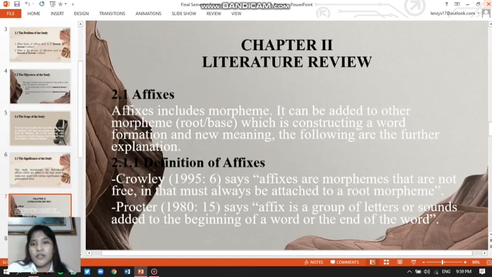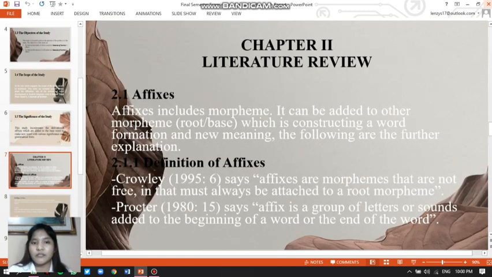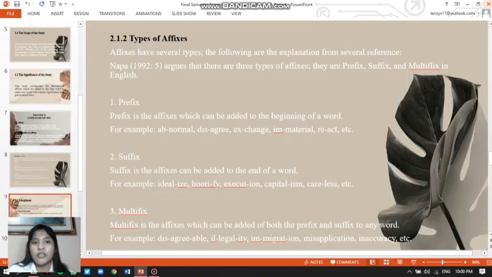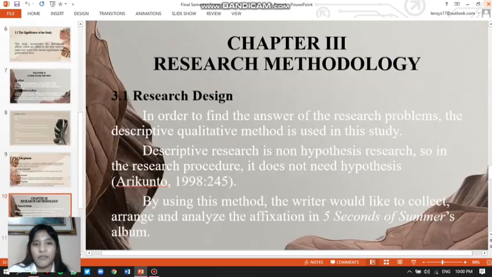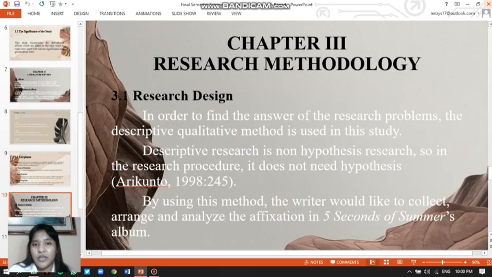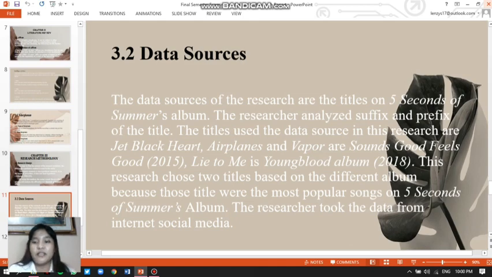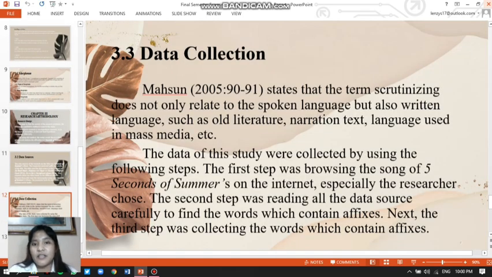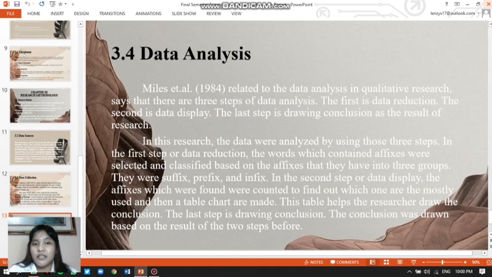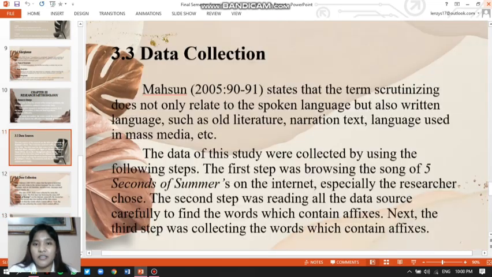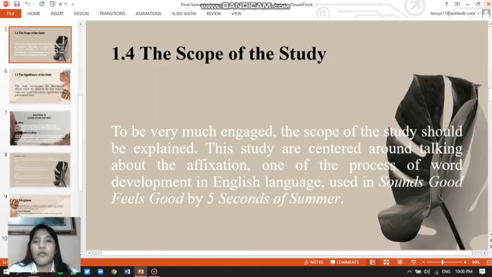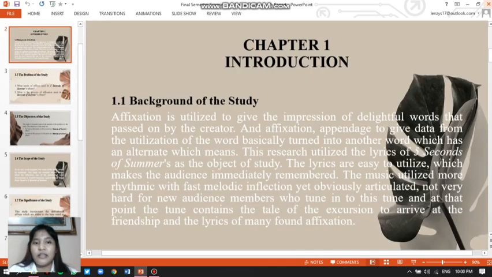Chapter 2, literature review: 2.1, affixes, and 2.2, morpheme. And the last is chapter 3, research methodology: 3.1, research design, 3.2, data sources, 3.3, data collection, and the last is 3.4, data analysis. Without any further ado, let's start.